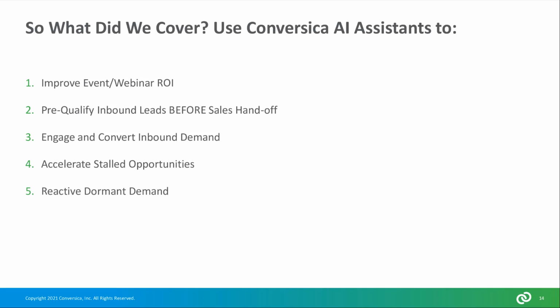All right, so what do we see in the results? Which of these resonates the best with you? Pre-qualifying inbound leads before sales handoff. That's the top one. Really cool. Great. I'd love to hear from people in the chat. Go ahead and either post a question or put in the chat what it is about that that really interests you. And then the second area is around accelerating stalled opportunities.